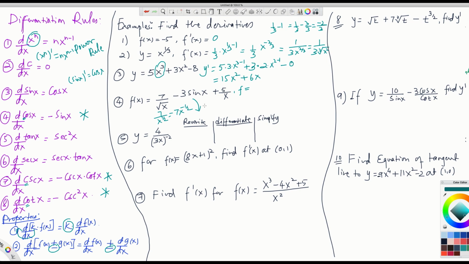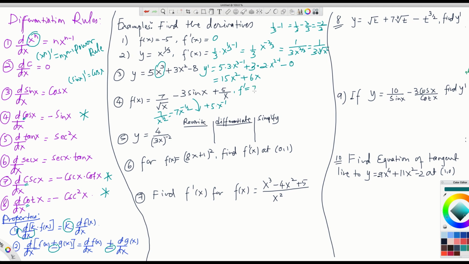And how about that one? Plus the 5 times x to the negative 1. That's what happens, right? You see that? So this will stay the same. That 7 over root x becomes 7 times x to the negative 1/2. Now I want to find out f prime after that. So what is f prime?